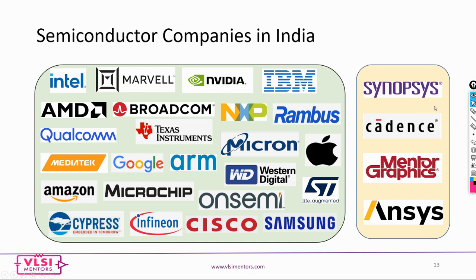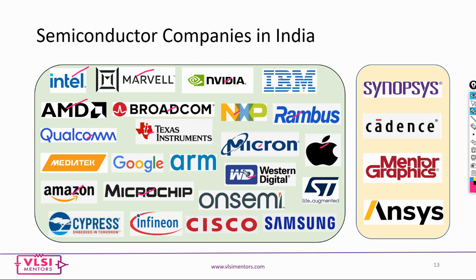Now, semiconductor companies in India. If you look at Intel, Marvell, Nvidia, IBM, AMD, Broadcom, NXP, Rambus, Qualcomm, Texas Instruments, Micron, Apple, they have started their hardware division probably in the last year. Amazon has also started their VLSI division, and Microchip has been there since long.